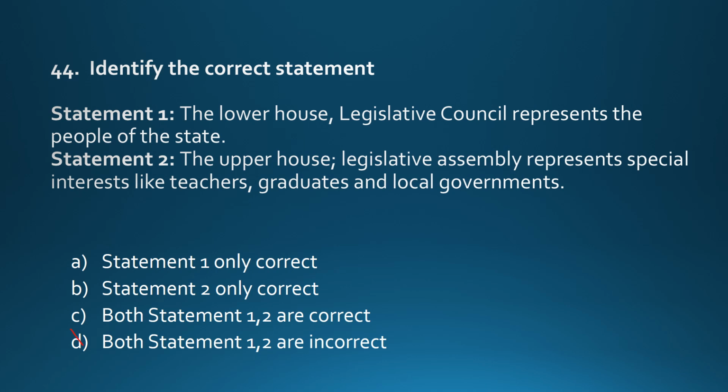Correct answer is option D. Both statement 1 and 2 are incorrect. In statement 1 and statement 2, legislative council and legislative assembly are to be interchanged. Legislative assembly should come in statement 1, that is lower house. Legislative council should come in statement 2, upper house.